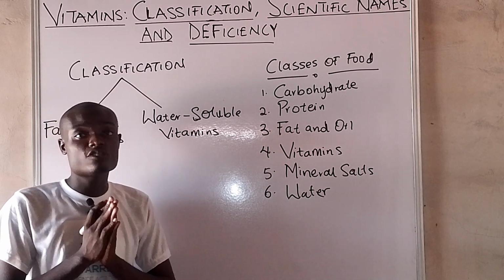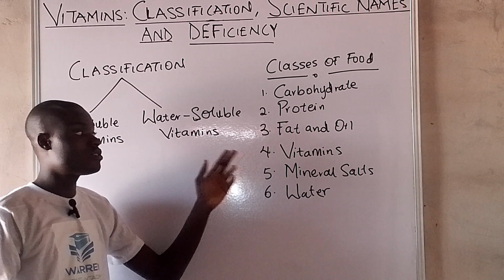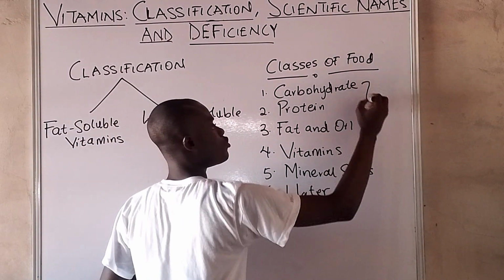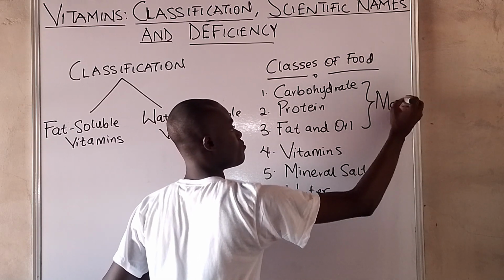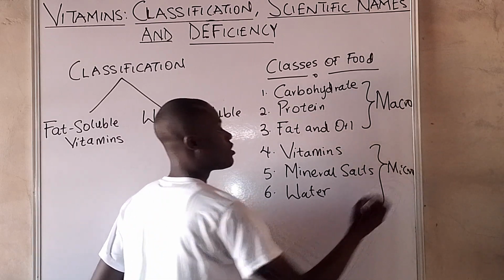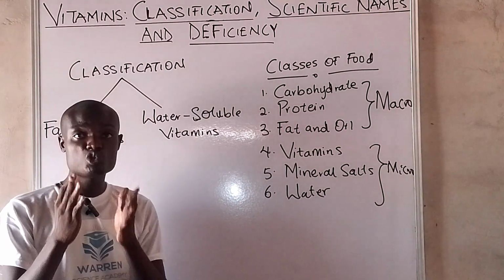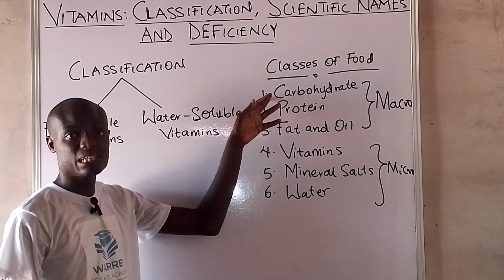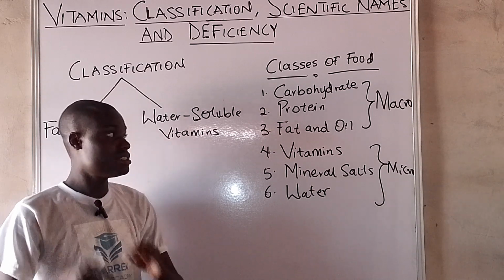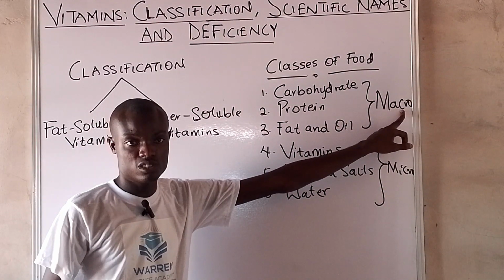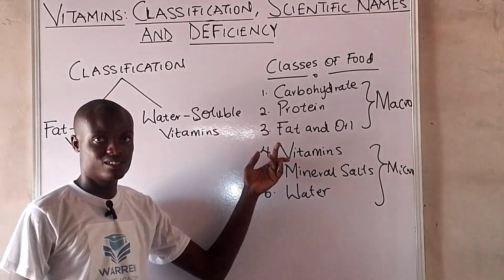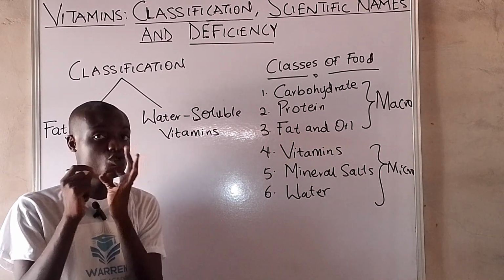So we have 6 classes of food, which are carbohydrate, protein, fat and oil, vitamins, mineral salts and water. The first 3 are macronutrients, while the last 3 are micro. A large quantity of the food you consume on a daily basis contains a large amount of carbohydrates, protein and fat and oil. That's why your body needs them in larger quantities, so hence they are called macronutrients. While your food contains little or even no amount of vitamin. So that's why we say your body needs them in little quantity.